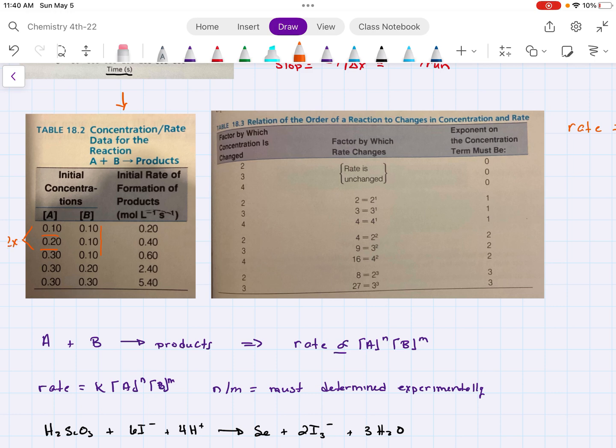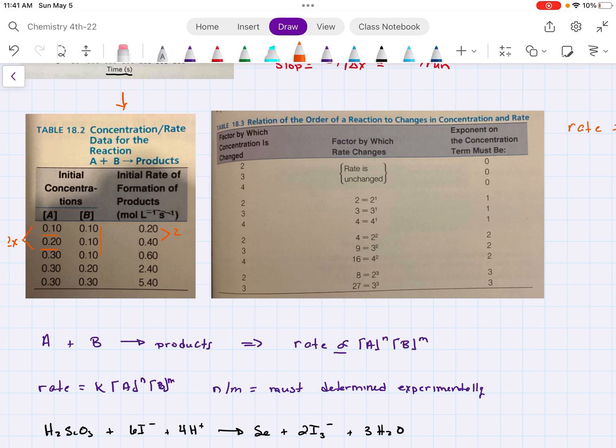So now let's take a look at the products. And you can see that when the concentration of reactant A increased, or doubled, we saw a doubling of product formation. Because if you take 40 and divide it by 2, you basically get 20. I mean, you get 2. So we see a doubling in reactant A, and then we see a doubling in the formation of products.